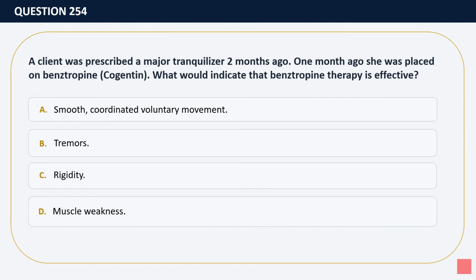Question 254. A client was prescribed a major tranquilizer 2 months ago. 1 month ago she was placed on benztropine, Cogentin. What would indicate that benztropine therapy is effective? A. Smooth, coordinated voluntary movement. B. Tremors. C. Rigidity. D. Muscle weakness.